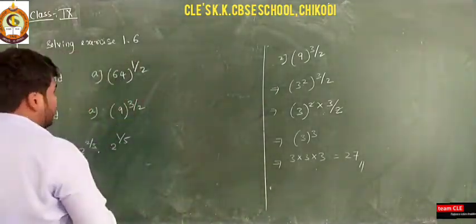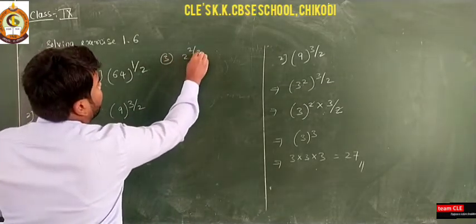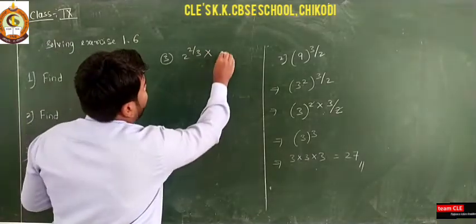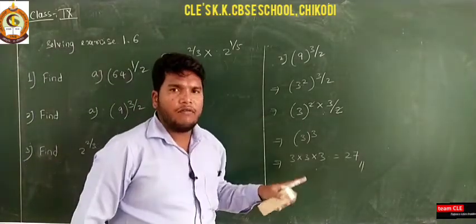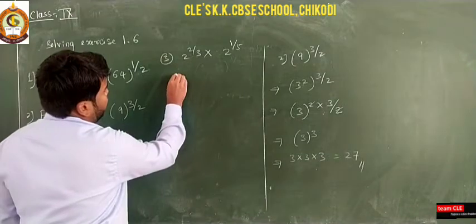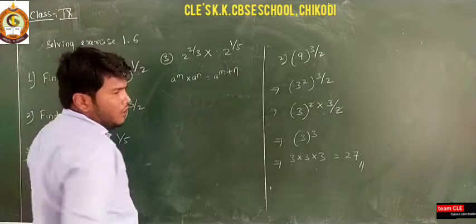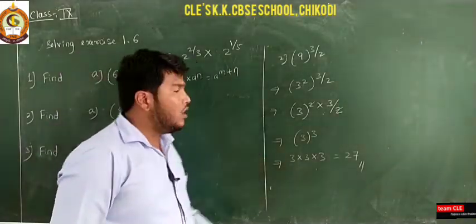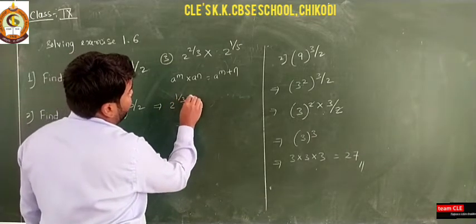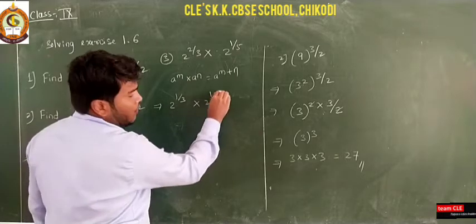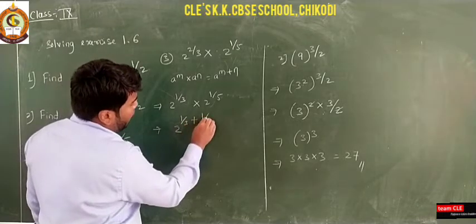Next one, last part, that is the third example: 2 raised to 1 by 3 into 2 raised to 1 by 5. It looks like the same identity, a raised to m into a raised to n is equal to a raised to m plus n. So using this identity you have to solve. That is 2 raised to 1 by 3 plus 1 by 5.